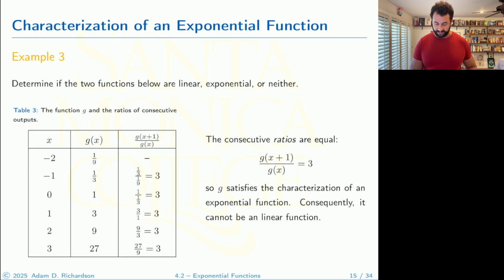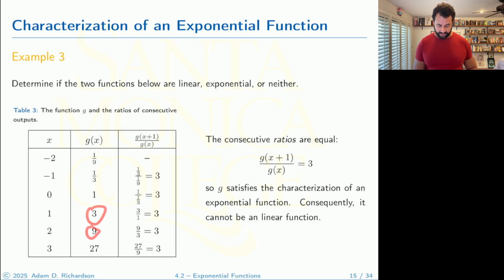Now let's look at the function g. Here we're going to investigate the consecutive ratios. So we're going to do 1/3 divided by 1/9. We get 3, right? Flip and multiply, we get 3. 1 divided by 1/3. Well, how many times does 1/3 go into 1? It goes in there 3 times. 3 divided by 1 is 3.